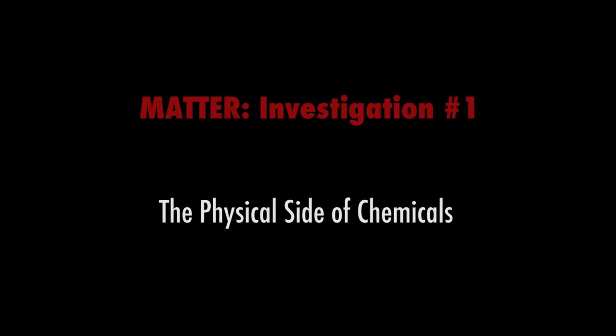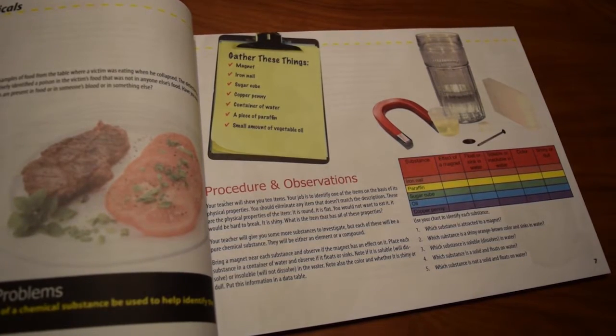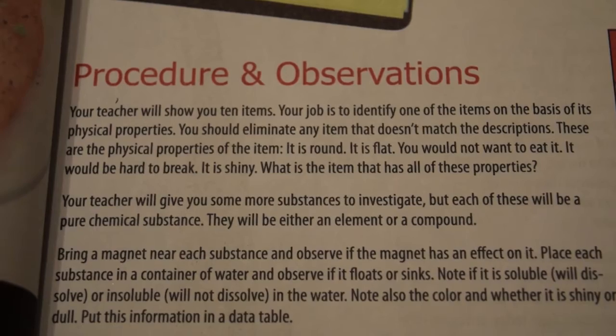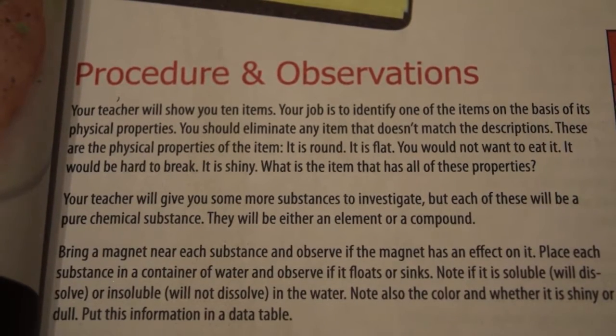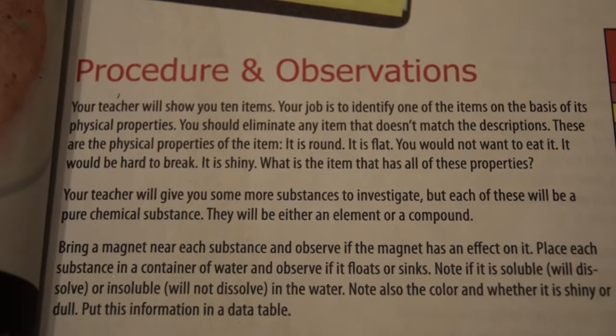Welcome to Matter Investigation 1. This experiment focuses on observing physical properties and their changes. To start, pick any 10 household items with different physical characteristics. Students will then eliminate each of these items one by one based on their physical properties. Only one item will be left behind.